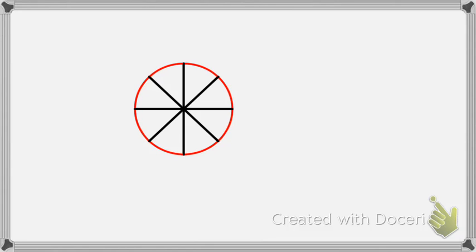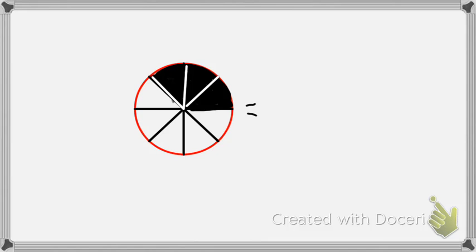Here's a pizza, and there's 8 pieces, and there's still 8 pieces remaining because we haven't touched it. So we have 8 out of the 8 pieces remaining, which equals 1 whole. Okay, we still have 1 whole pizza.